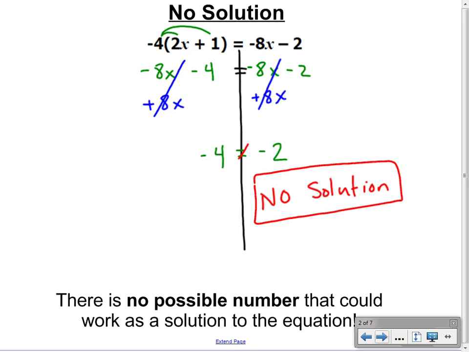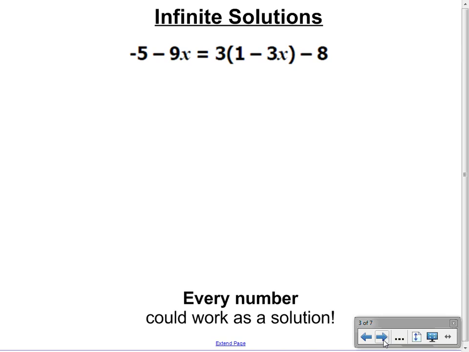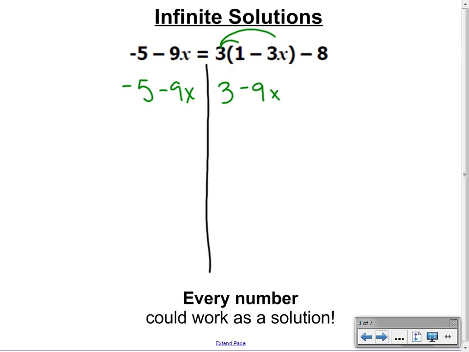Let's look at a case of infinite solutions. So again, we're going to start off just solving as normal. So let's split it down the middle. Again, we have a 3 in front of parentheses, so we're going to start by distributing. The left side of my equation, nothing changes. The right side, I get 3 minus 9x, and then I drop down my -8. Now, on the right side of my equation, I have 3 and this -8 that can combine together, so let's rewrite it. We have -5 minus 9x equals -5 minus 9x.